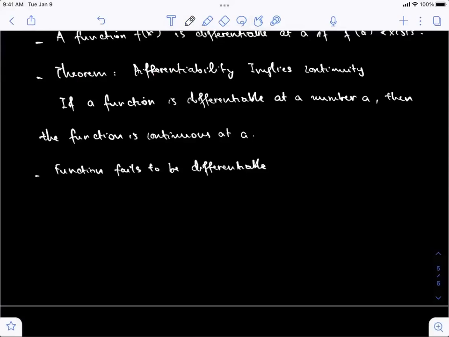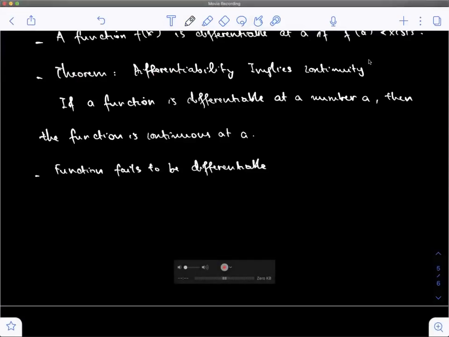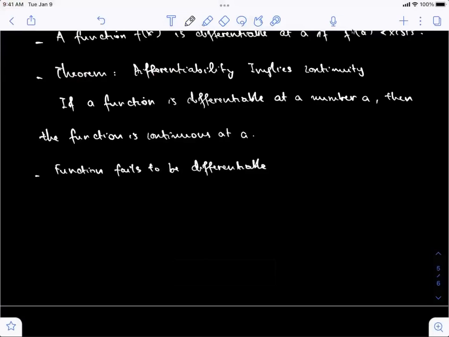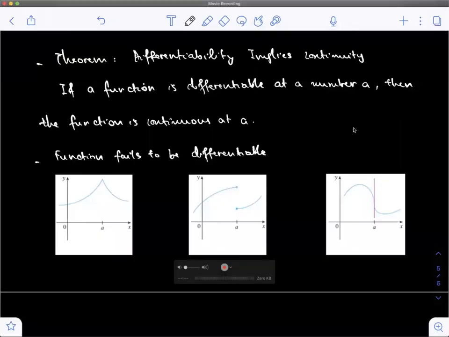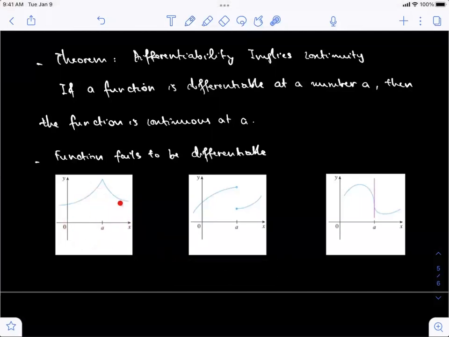Okay, so I'm going to show you three different graphs to illustrate the three cases where the function fails to be differentiable. All right. So first, in this case, there's a kink or a corner, so the function fails to be differentiable. So there's a discontinuity. So in this case, the function fails to be differentiable as well. And where there's a vertical tangent line, in this case, the function fails to be differentiable.